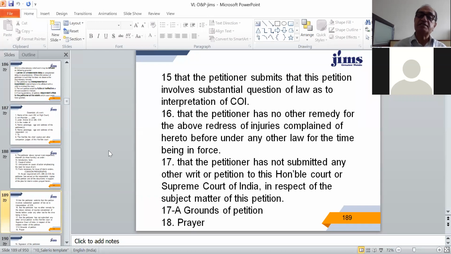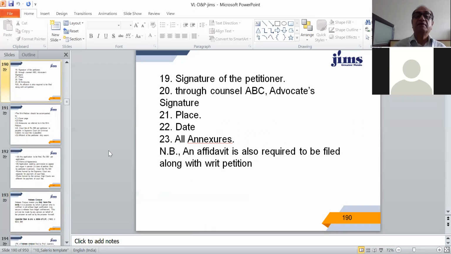And after mentioning all these compulsory paragraphs, now you are supposed to write down the grounds of the petition. Grounds why your petition should be allowed. And lastly, the prayer. After prayer, signatures of the petitioner are required. Then through counsel, ABC, advocate. Advocate's signature is also required. Then you will mention the place, date, and all annexures which you are going to file along with this writ. And dear students, please note down that an affidavit is also required to be filed along with each writ petition.